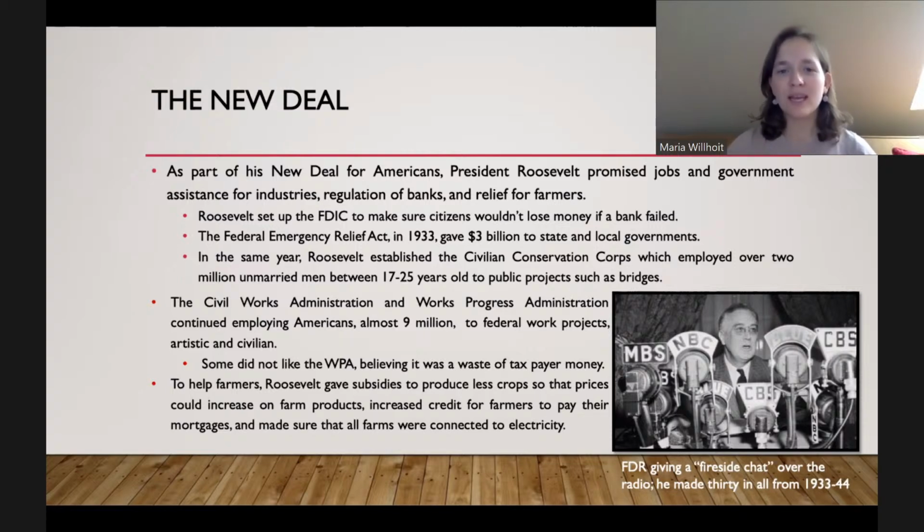Anyway, so Roosevelt, he sets up the FDIC. He passes $3 billion in Congress to help local and state governments. He also sets up the Civilian Conservation Corps. And later, he also sets up the Work Progress Administration. And part of this core group of people and this administration, it's to help employ young men. Men, because even during that time period, it was believed that men should be working and women should be staying at home. But the Civilian Conservation Corps, the CCC, it specifically employed over 2 million unmarried men between 17 and 25.